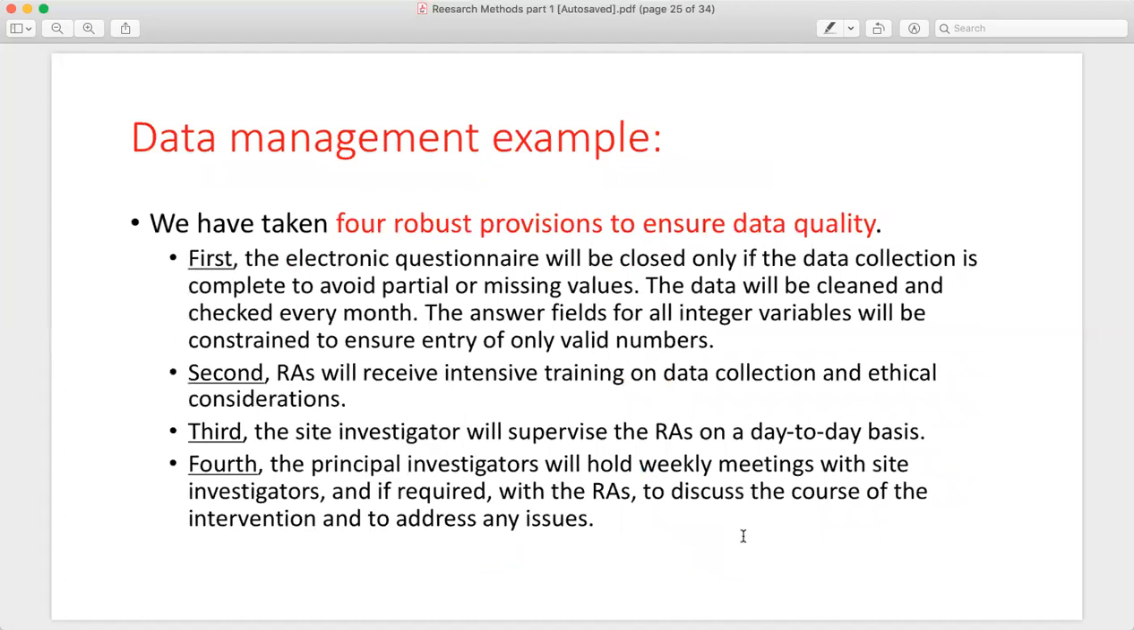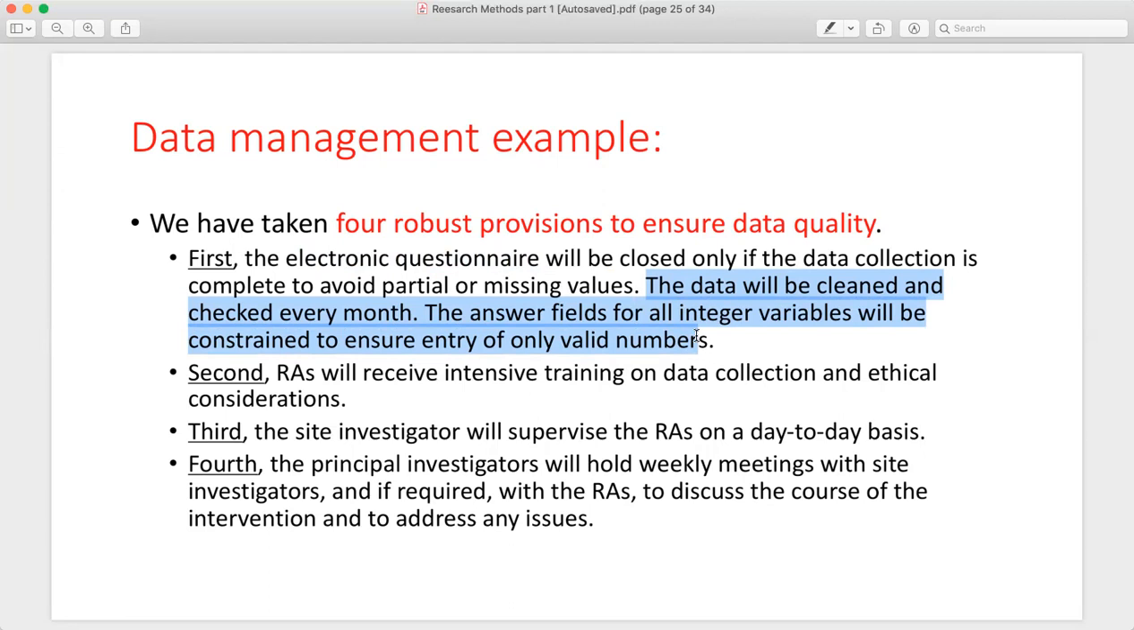This is what we did for ensuring the quality of data in our pioneer study. So we said that first, the electronic questionnaire will be closed only if data collection is complete to avoid partial or missing values. You all will receive training on designing electronic questionnaire using your Android phone or tablets or laptops. So I am encouraging you again to use electronic questionnaire rather than the paper-based questionnaire. And then the data will be cleaned and checked monthly, and answer fields for all integer variables will be constrained to ensure entry of only valid numbers.